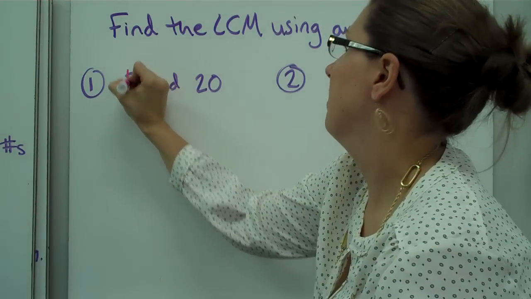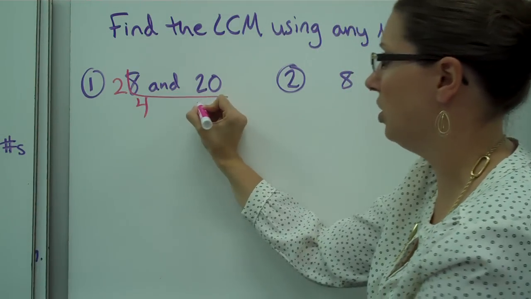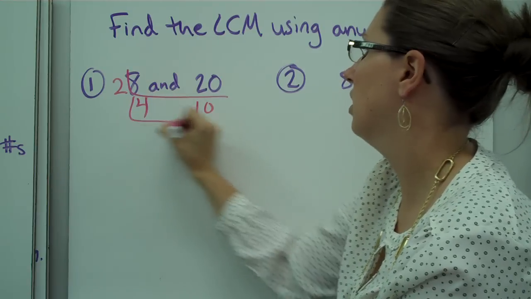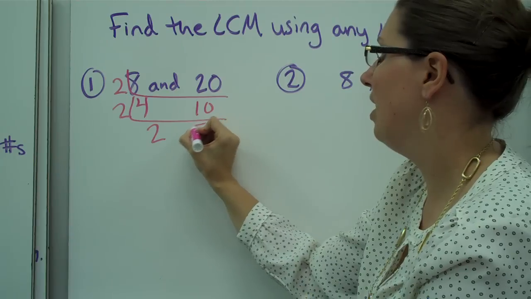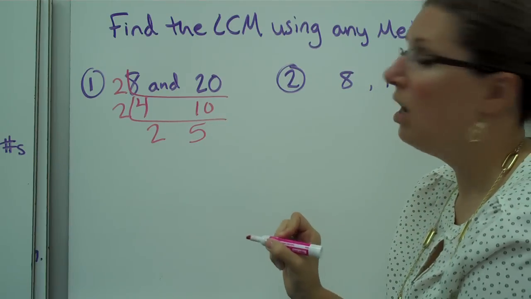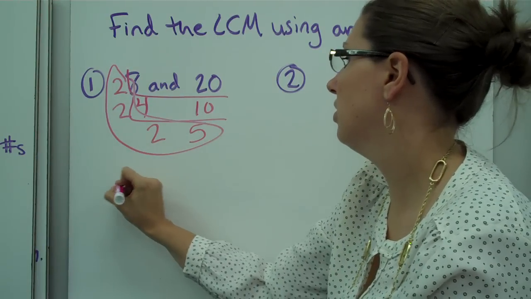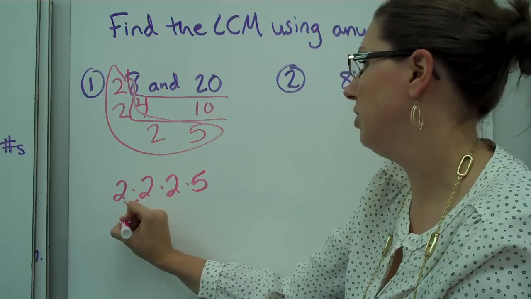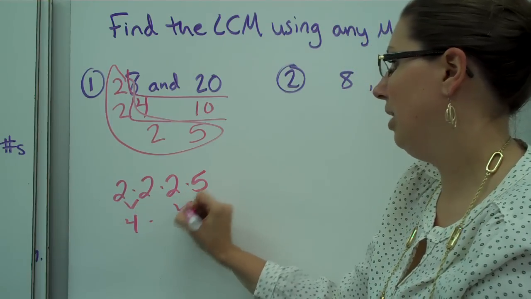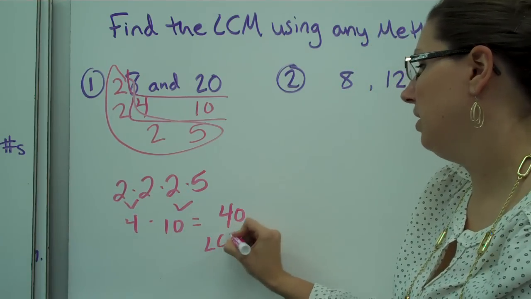8 and 20. I know 2 goes into 8 4 times, 2 goes into 20 10 times. 2 goes into 4 twice, 2 goes into 10 5 times. That's all I can do, so I'm going to make an L. 2 times 2 times 2 times 5. 2 times 2 is 4. 2 times 5 is 10. 40 has to be my LCM.